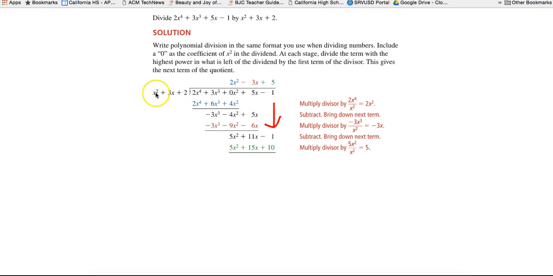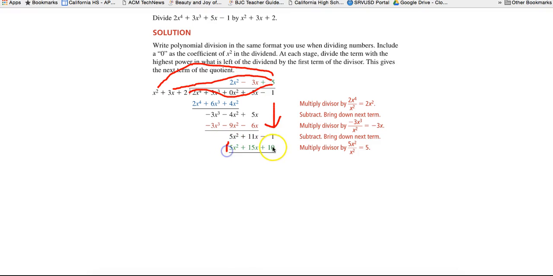Now, we need to take x squared and divide it into 5x squared. So here, we need to multiply this by 5 to give us 5x squared. So we write plus 5 up here. Now we need to take 5 and multiply it by x squared to get 5x squared. We need to multiply 5 by 3x, that gives us 15x. And we need to multiply 5 by 2, and that gives us 10.